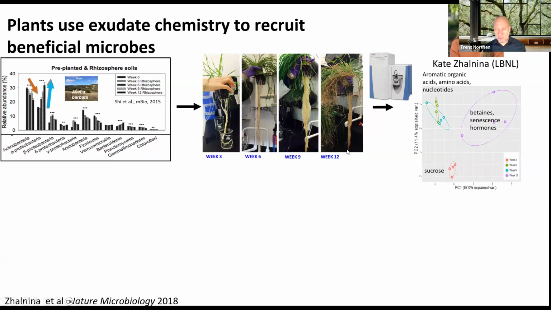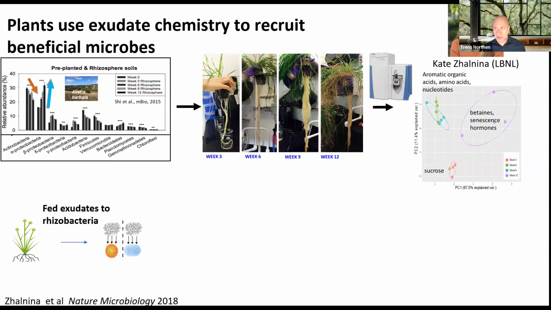And the first thing we wondered about is, does a plant change its exudates over time? And the answer is, at least for this one, yes. Early on, the plant is releasing mostly sucrose and homoserine. As it matures, it produces a wide array of molecules, including many aromatic compounds. And then later, as the plant is getting old, it produces these senescence hormones.